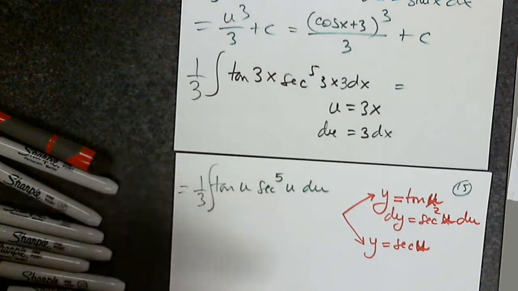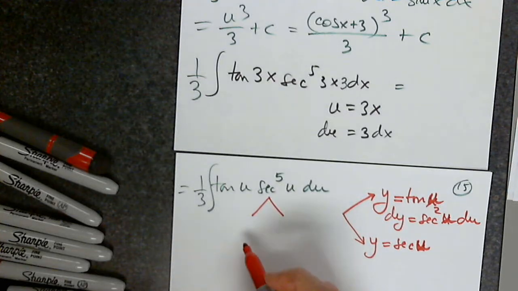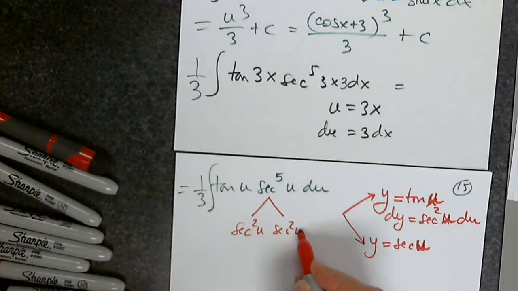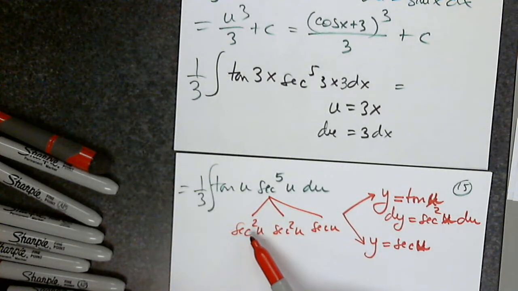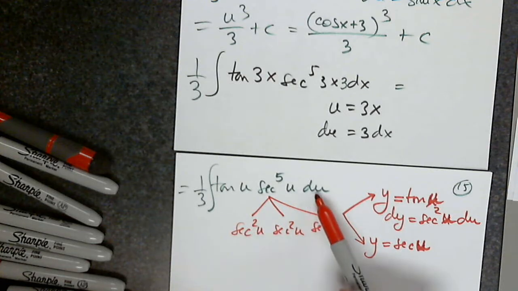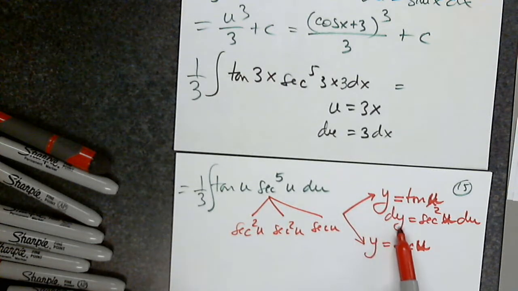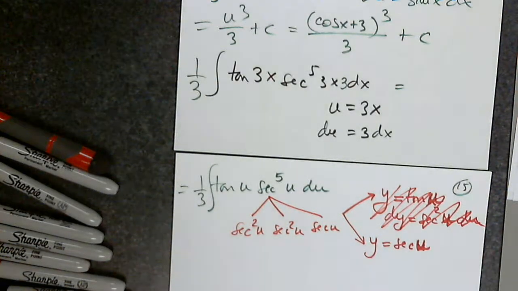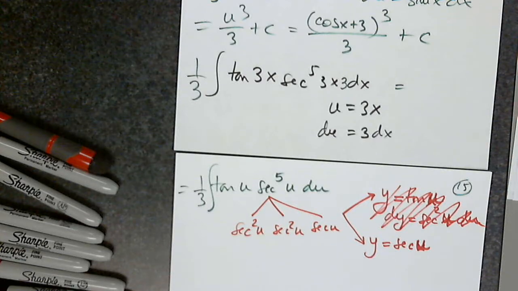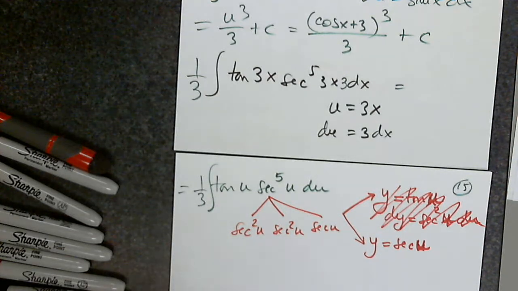I can split this into secant squared u, secant squared u, and secant u. This with du will be dy. But then I'm stuck with tangent, I'm stuck with secant, or secant to the 3rd and tangent. No. It's not going to work. Good, let's try the other one.